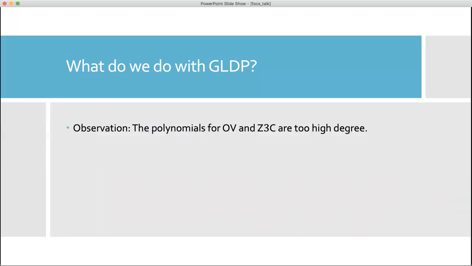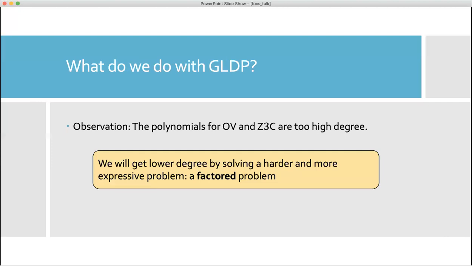Next, we try to see what problems have GDLPs, and we see that a lot of famous problems actually don't have GDLPs, like orthogonal vectors or 0-3 clique, because whatever polynomial that we write for them is high degree. So because of this, we define the notion of factored problems, and these problems together with our framework give us many results in average case hardness. So now I'm going to focus for a bit on these factored problems.